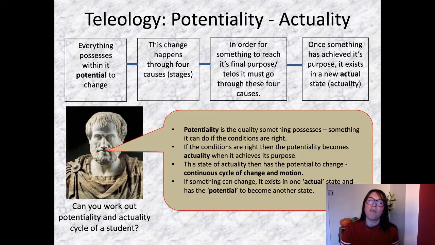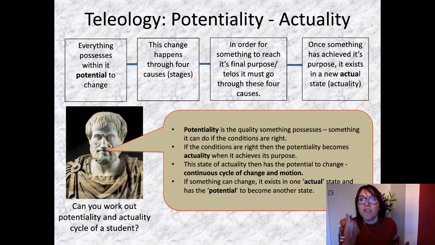Let me give you the example of a student. You are an actual student. You have the potential to be a degree student. And so through changes or conditions, the right schooling, the right textbooks, the right time and diligence to do your work, you will then change from being an actual college student with potential, to getting your qualifications and then being an actual degree student with potential to then get a job, write a book, do a master's, whatever it is. So it's a continuous cycle, but everything goes through potential to actual.